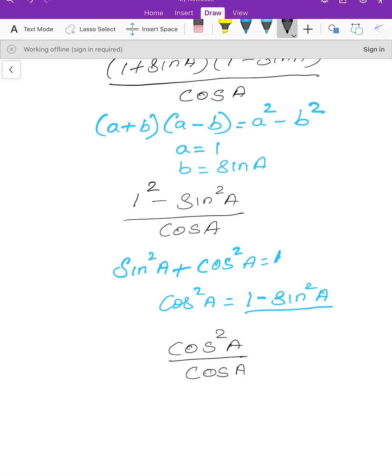Cos square A is nothing but cos A into cos A. So I can cancel one cos A. The remaining answer is cos A. Cos A is my option D. So my correct option is option D. Option D is my cos A.